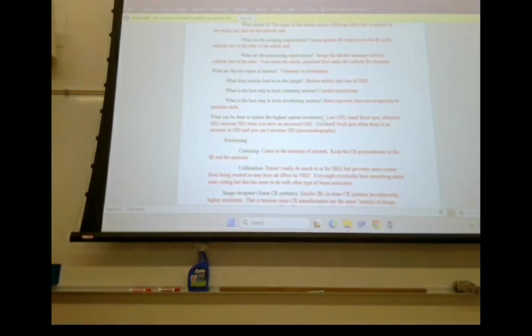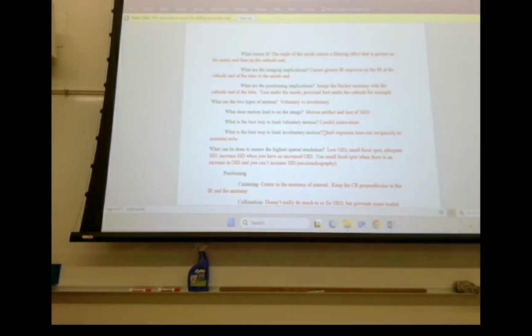All right, so ways to limit motion. We have two different types of motion: voluntary and involuntary. Ways to limit voluntary motion: the most effective way is to be quick, and just give good instructions. Tell the patient what you want them to do. Tell them what their expectations are. And then for involuntary motion, that would be short exposure time.